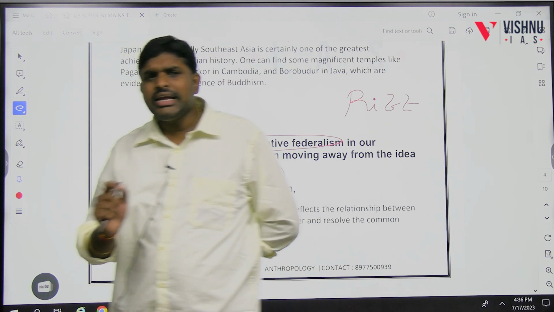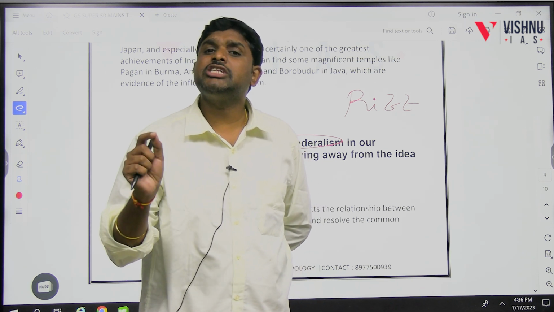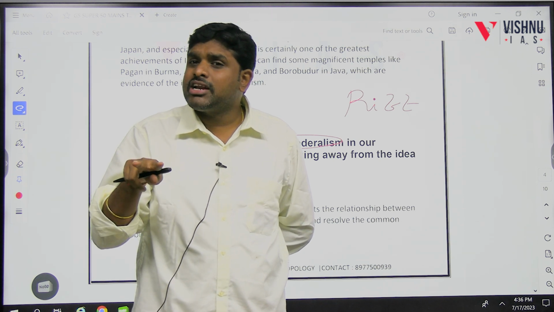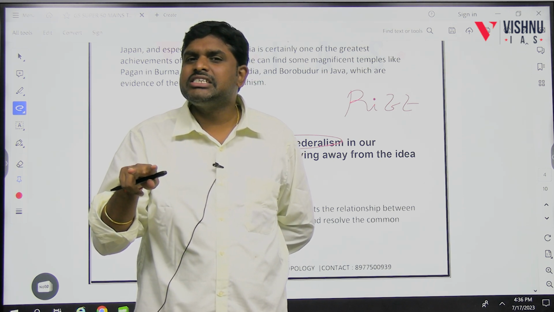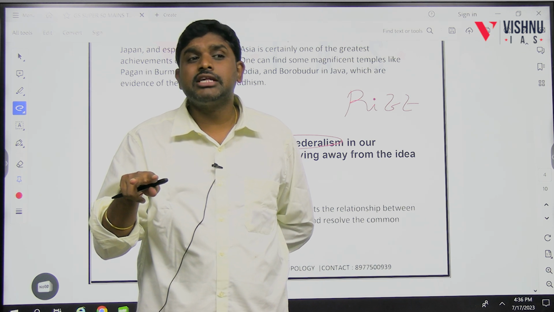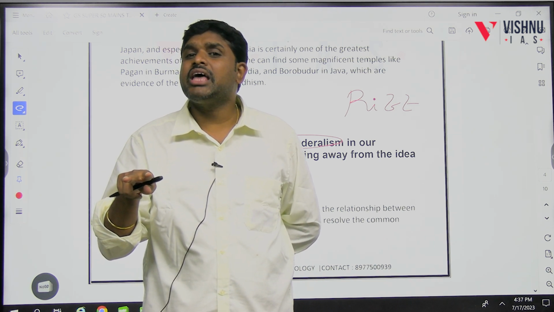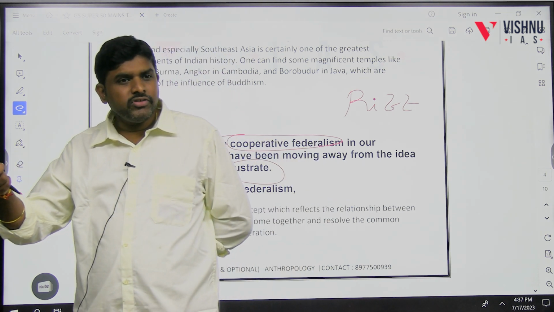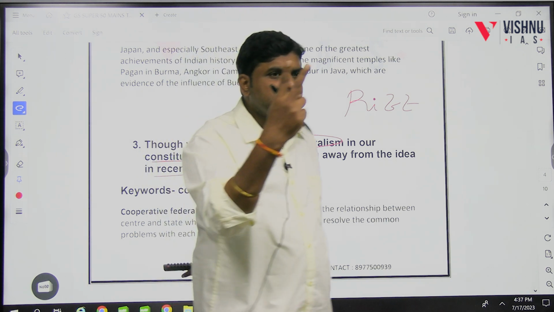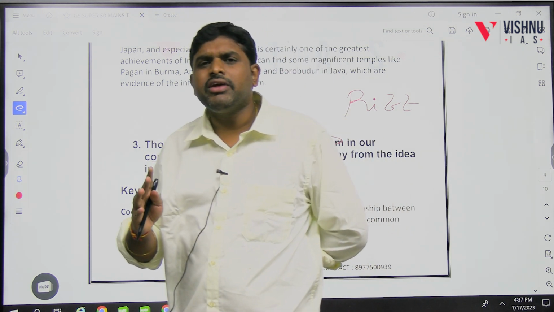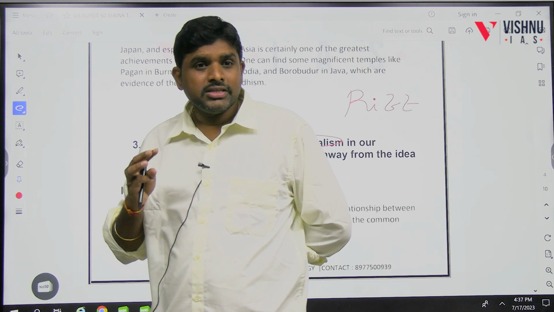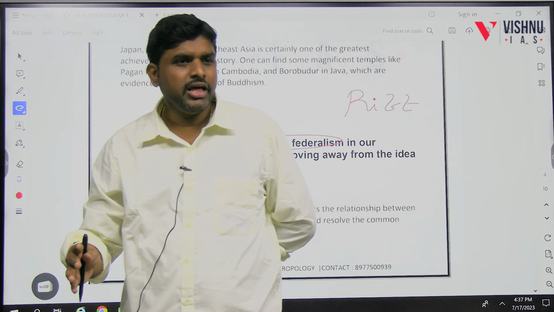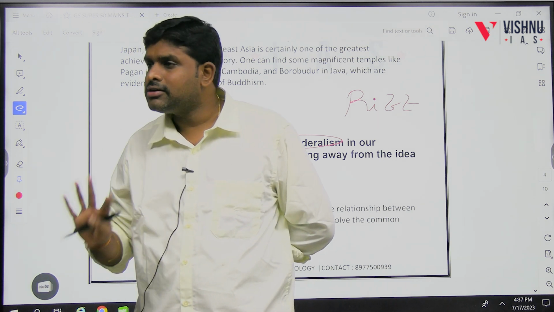Number two, the central government is giving more funds to the states where the BJP governs. Don't use the name, but I am telling you. When the governments are different in the center and the states, the funds allocated to the state are less compared to when they are the same, which is creating a rift, a conflict between center and state. Second, the central government is frequently using president's rule to suspend the state assembly, which is creating the rift between the center and the state.